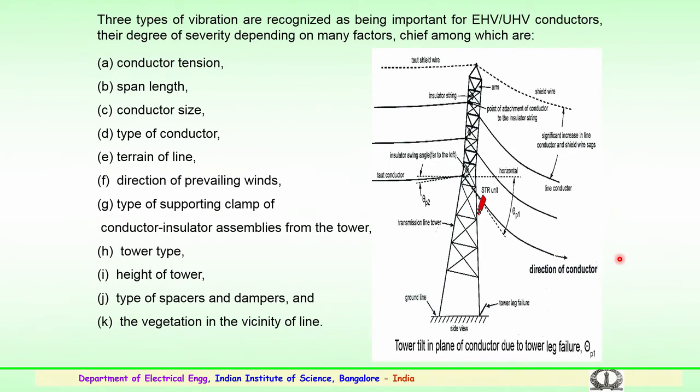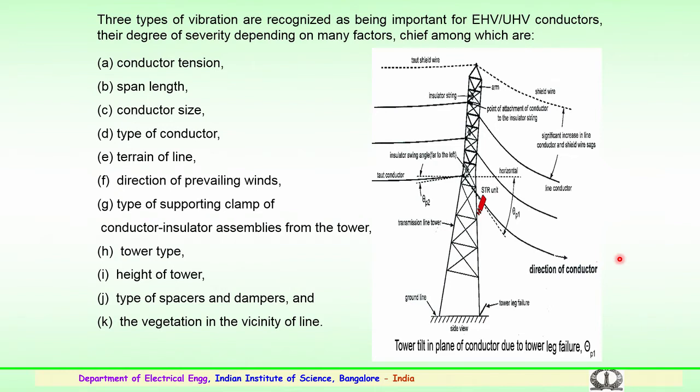Then the type of tower which is in operation or being used for the transmission, the height of the tower, the type of spacers and dampers used for the conductors, and the vegetation or, as mentioned, the forest near the vicinity of the transmission line. So, several of these factors play a role in the type of vibration which is happening on the conductors.